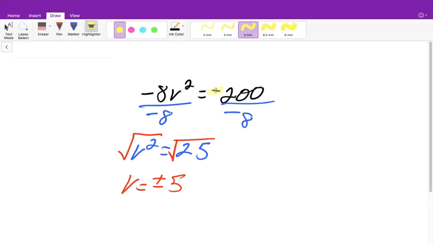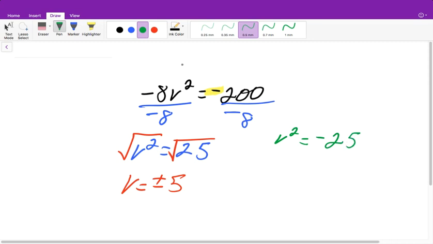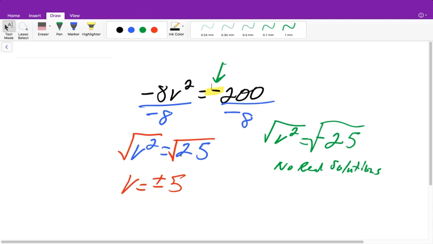Just because you see a negative sign here does not mean that the answer is no real solutions, because you need to isolate your variable first. As you see, we do get two solutions. If we were to have, and I'm saying if, so I'm creating this, if we did have v squared is equal to negative 25, once you get down to where you're about to take your square root, if you take the square root of a negative number, you can't right now, so then it will be no real solutions. So do not say no real solutions just because it's set equal to a negative number. It would be no real solutions if you can't take the square root of it.